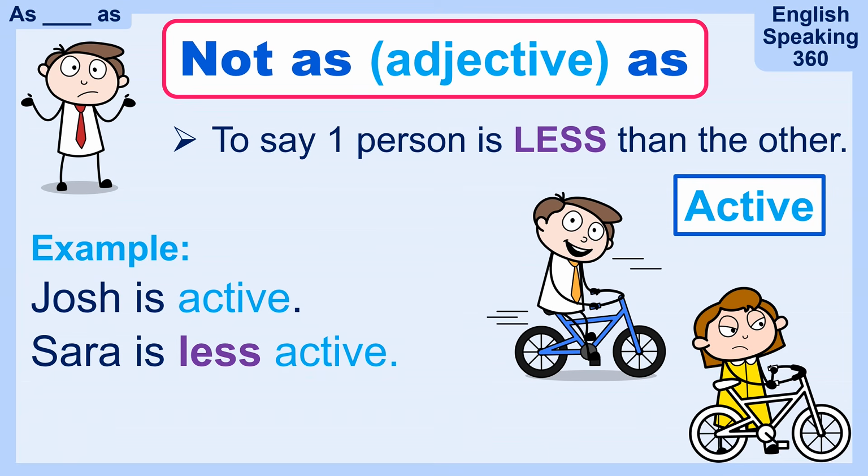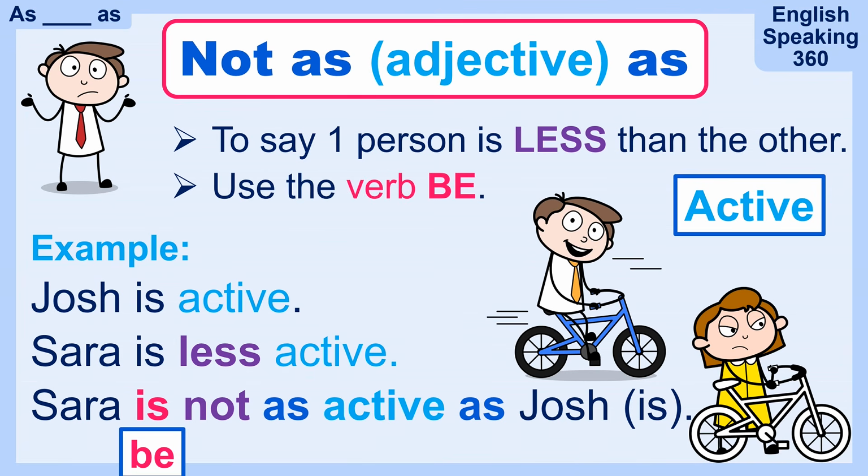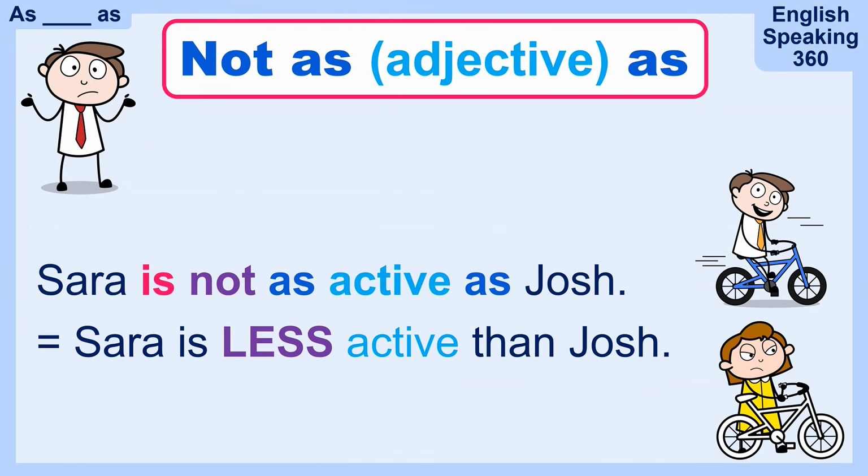In that case, we cannot say Josh is as active as Sarah. It doesn't make sense because they are not at the same level. But we can say Sarah is not as active as Josh, or Sarah is not as active as Josh is. Here, once again, don't forget, whenever you use an adjective like active, you must use the verb to be. And of course, like we said before, the is optional. Now, Sarah is not as active as Josh. What does it mean? It means that Sarah is less active than Josh.